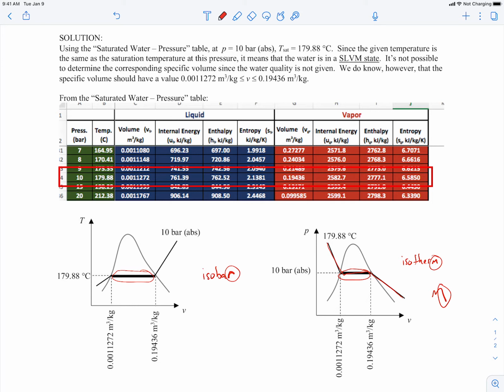That additional information, by the way, would be something like I could be given what the specific volume is. I could be given what's known as the quality. That's a topic we haven't covered yet. I could be given what the exact internal energy is, and then from there I could calculate the quality and the specific volume. But basically I need some additional information to figure out where I am in this region. But I do know that I'm in a saturated liquid vapor mixture phase here. Okay, we'll end it there.